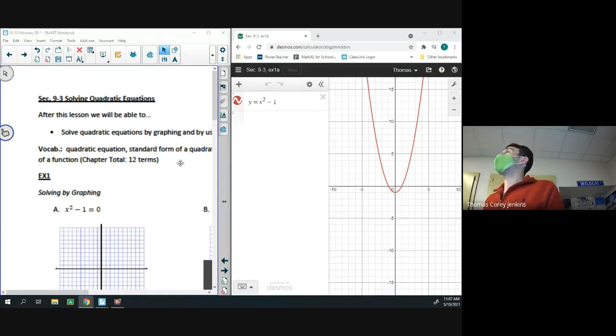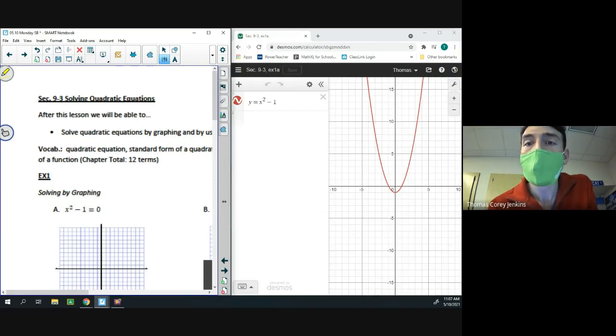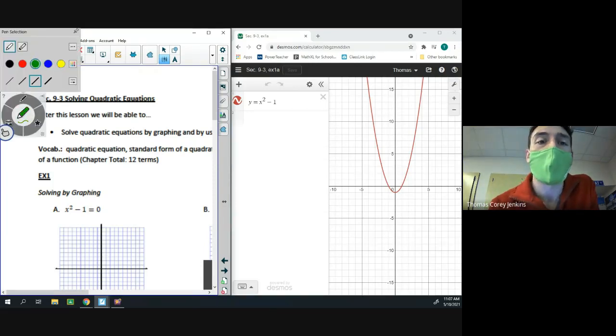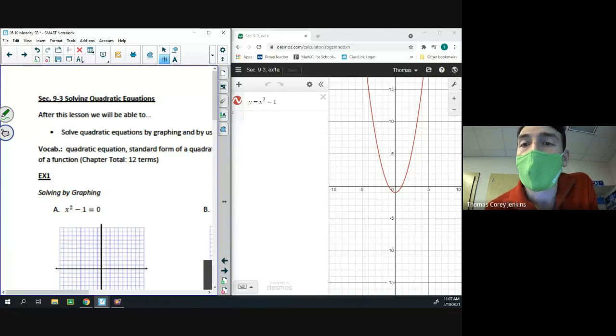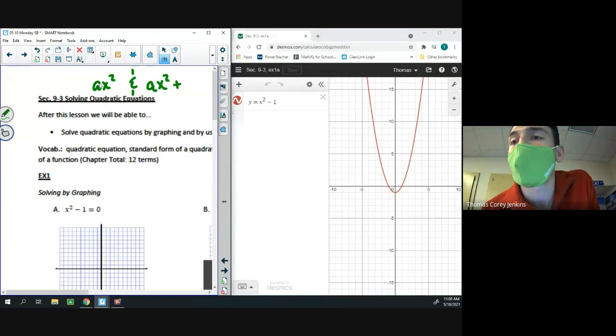But specifically, the equations you're going to see on this lesson are in the form ax squared plus c. In other words, there's no middle bx term, okay? So we're going to look at how to solve these by graphing and by using square roots, okay? And both are pretty painless, all right?